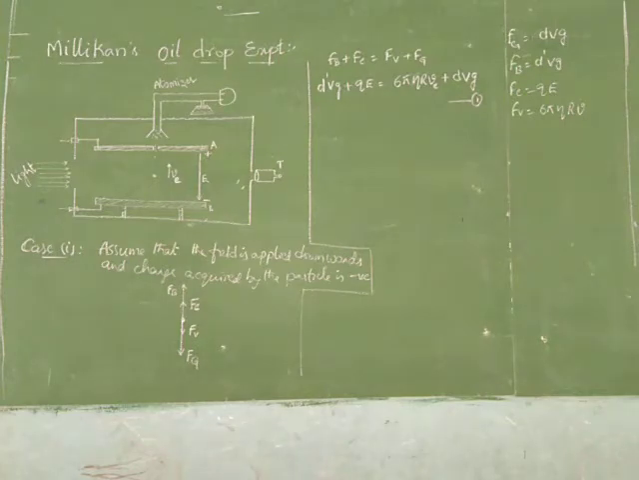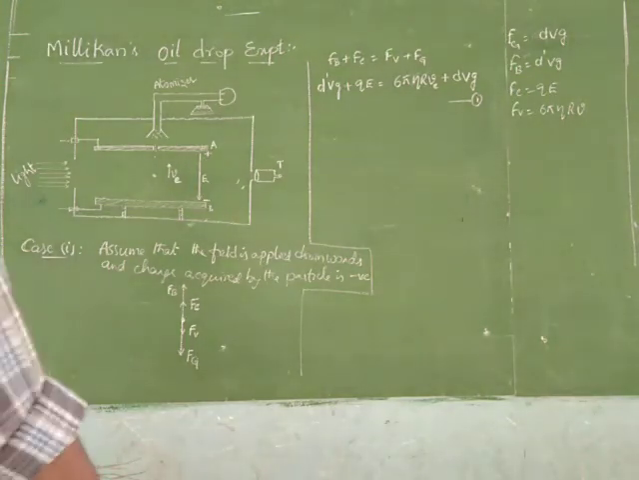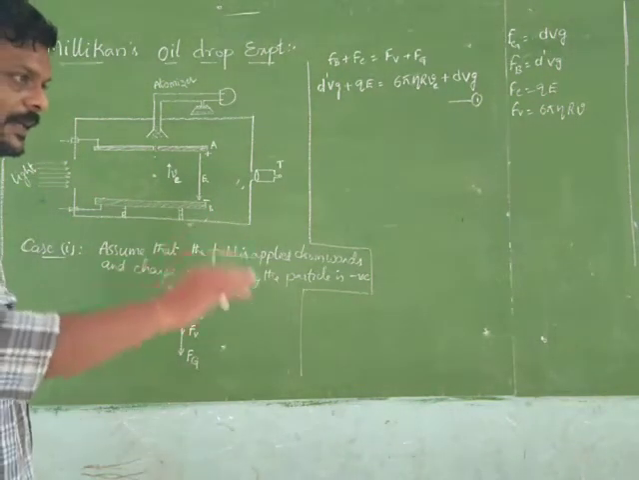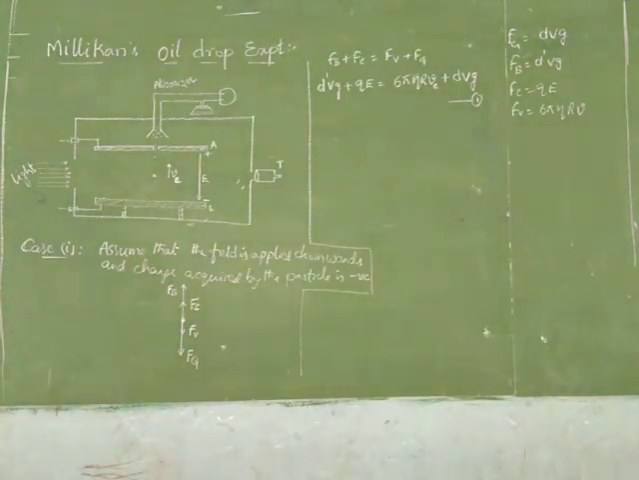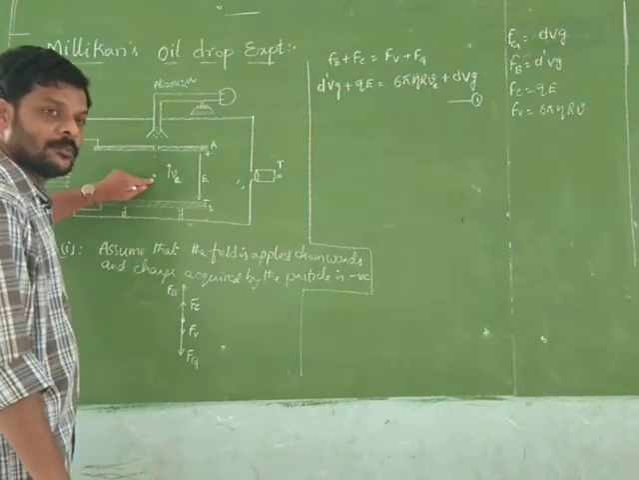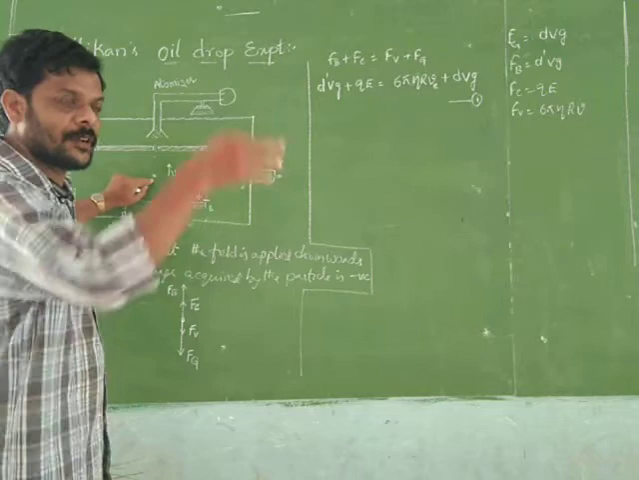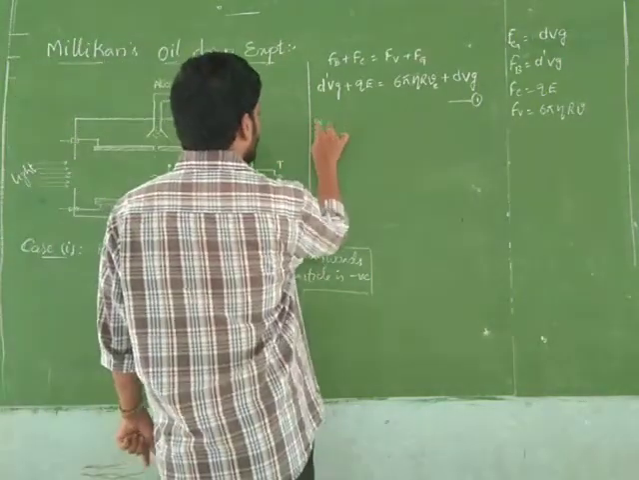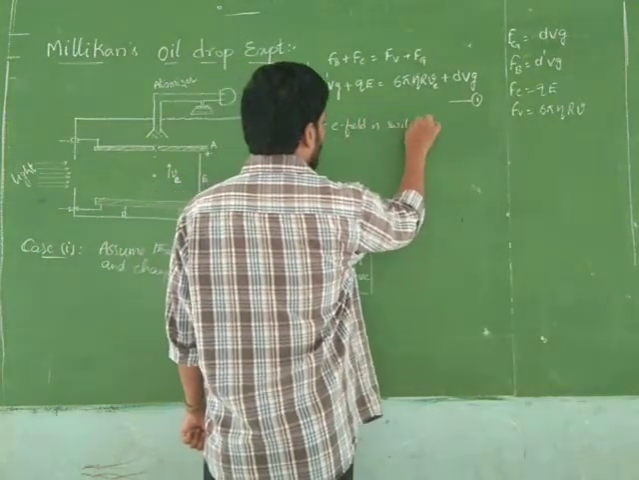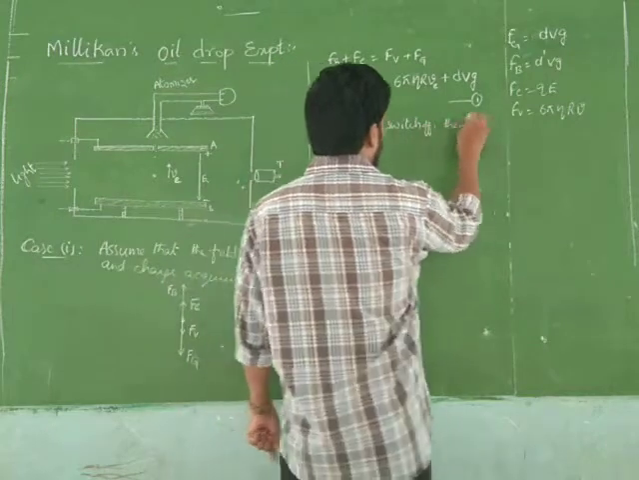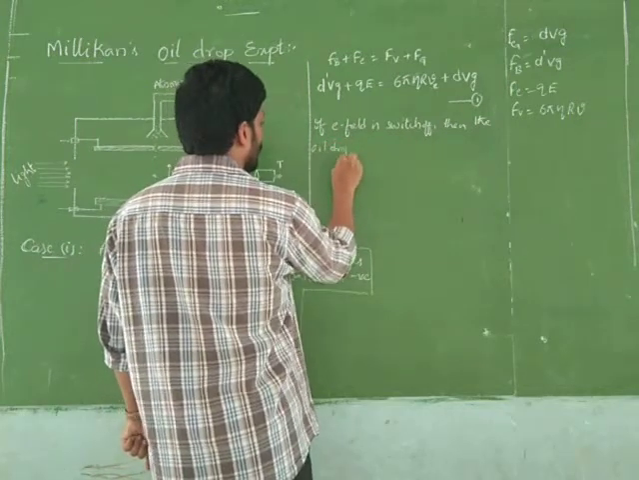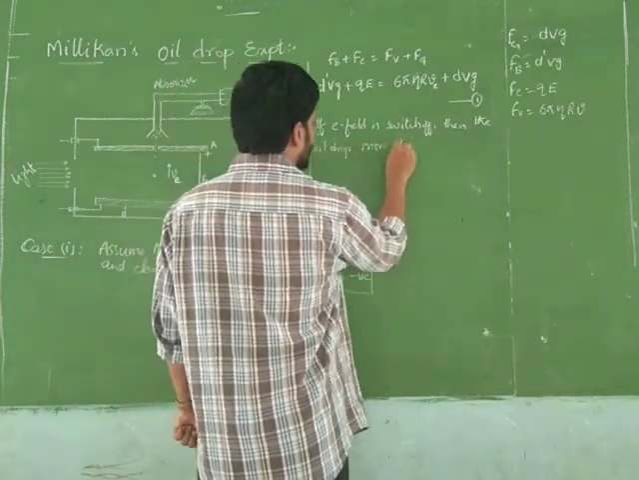Now, if the electric field is switched off, then what happens? There is no electric field. So the only forces are gravitational force, buoyancy force and viscous force. If there is no electric force, the particle tries to move vertically downwards, something like a freely falling body. If the electric field is switched off, then the particle, or the oil drop, moves downwards.